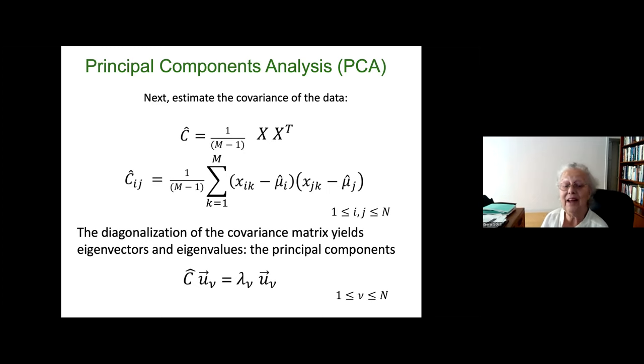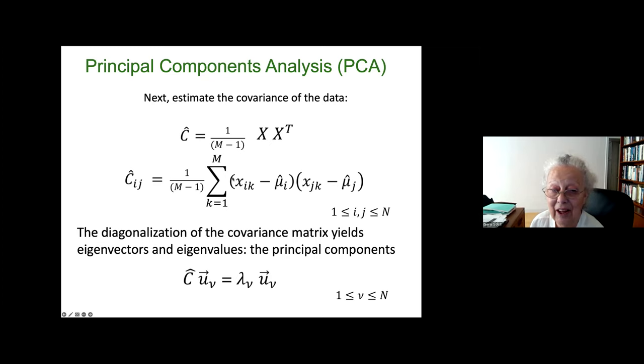Once I have done that, I can use this new matrix X, which has its mean centered, to compute X X transpose, and that will give me an estimate of the covariance of the data. Again, an empirical estimate based on the data. So that's a covariance matrix C hat. If you really wanted an estimate of the covariance, you have to keep the denominator, dividing by M minus one. What this matrix operation means is that the ij element is the ith row of X times the jth column of X transpose, which is the jth row of X.